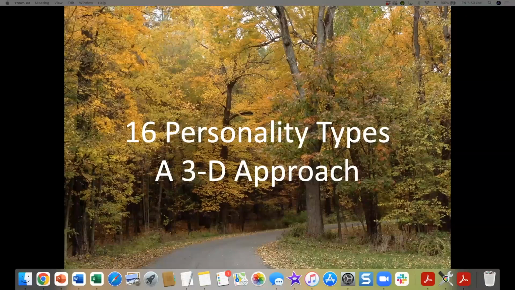So really, this is a different approach to personality. What we're looking at here is a three-dimensional approach to looking at each of the 16 personality types. And by having this three-dimensional approach, we can get much richer information about each pattern. So I'll talk to you a little bit about what we're after, and what this approach means. What do those 3D approaches say?